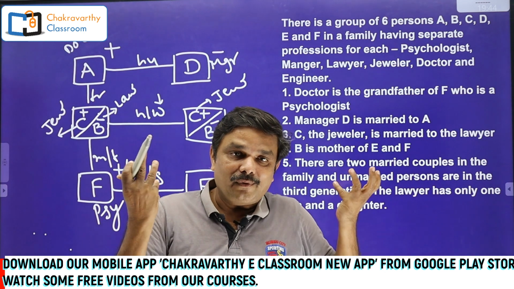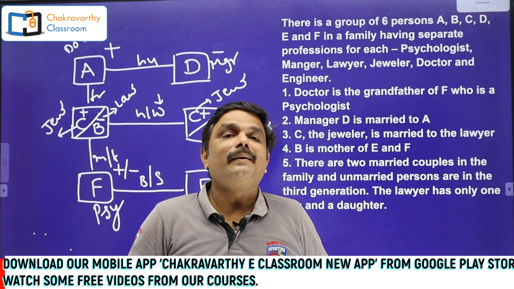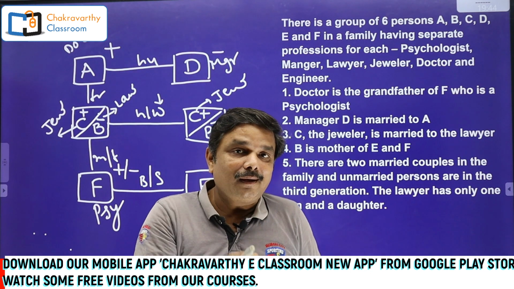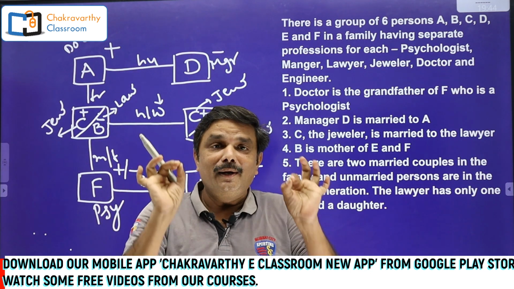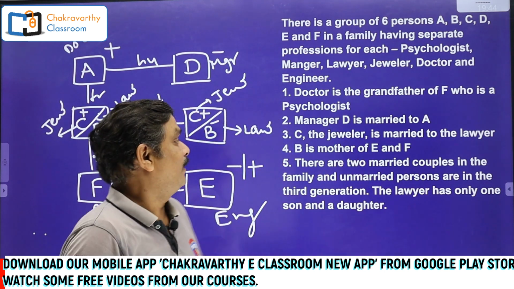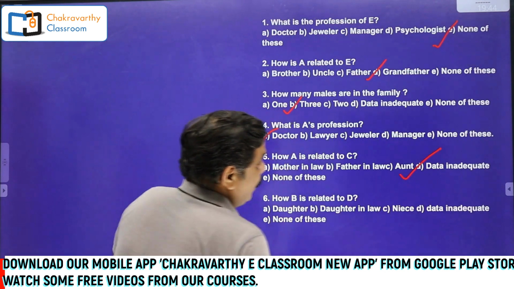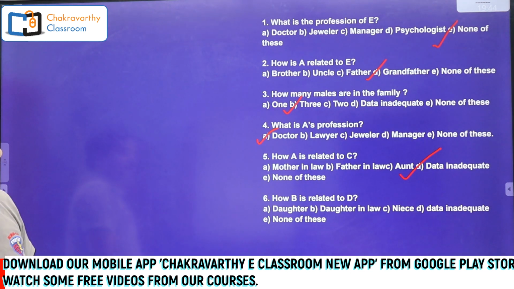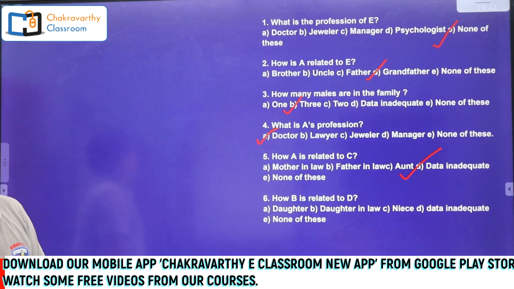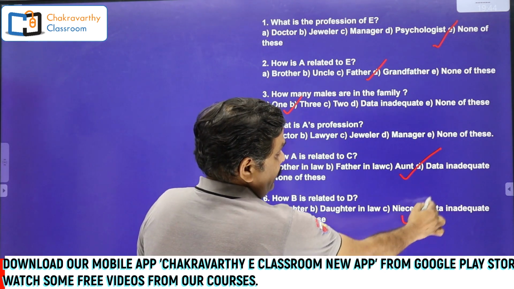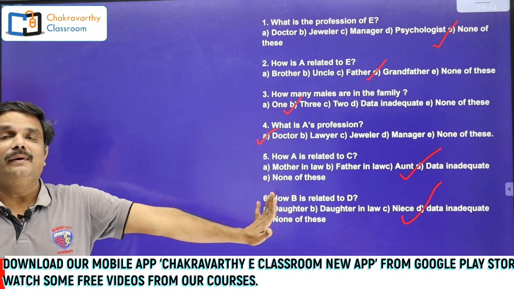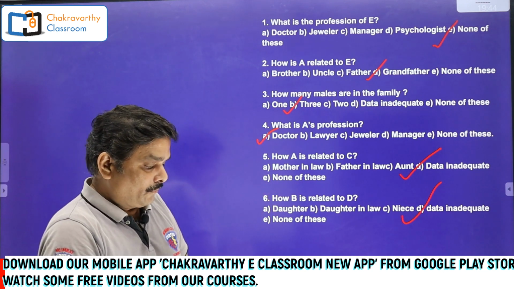So I don't have sufficient or adequate data to answer the question. Here also my option should be data inadequate, provided data are not sufficient for me to answer the question. What are the options for how B is related to D? Daughter, daughter-in-law, niece, data inadequate, none of this. I must go for data inadequate. This is exactly how you have to go for the questions. Hope you must have got the idea.